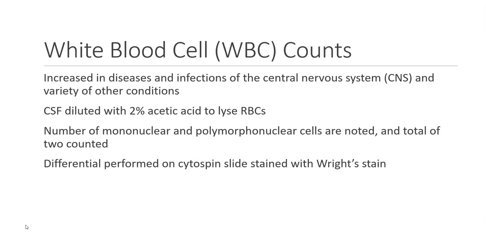You then count the number of mononuclear and polymorphonuclear cells present and total both of those up. A differential may be performed on a cytospin slide stained with Wright stain.